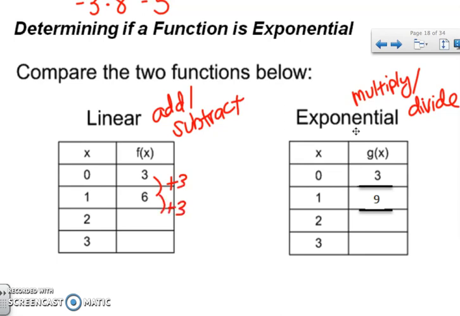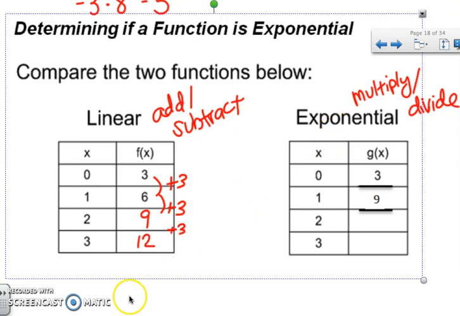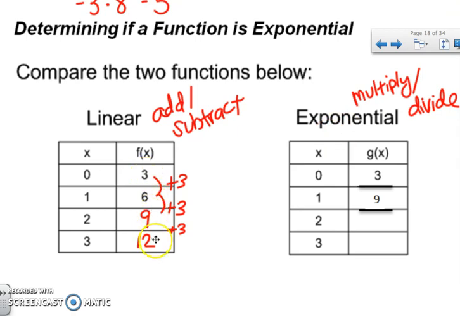So let me continue with that pattern. 6 plus 3 is 9. 9 plus 3 is 12. So if that table was linear, they'd be adding a constant number each time. For exponential, how do you get from a 3 to a 9 by not adding or subtracting, but multiplying or dividing? They would be timesing by 3. So they times by 3 here. So you're going to have to do 9 times 3 and get 27, and again times by 3 to get 81.